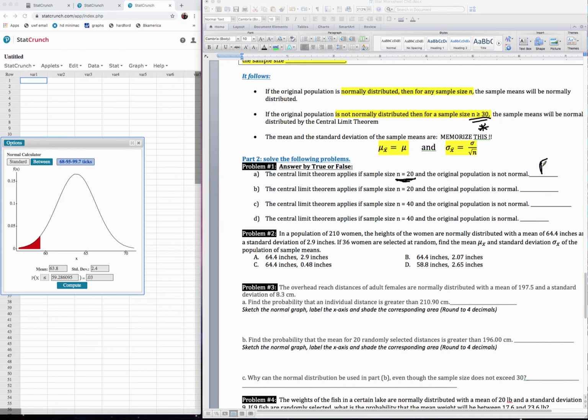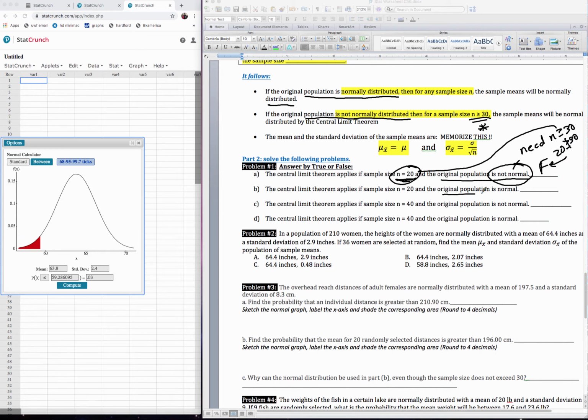Think about it for a second. This is what you should be looking at first. Is the population normal? We're looking at the population, so population is normal versus population is not normal. So let's start with that. Is the population normal? It's not normal. So if it's not normal, then you need at least 30. Well, how many did we pick? 20. Well, 20's not at least 30. 20 is less than 30. So this is a false.